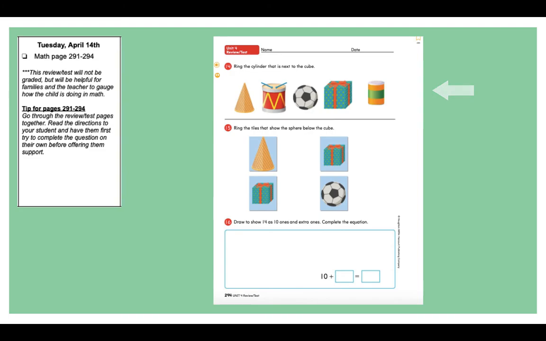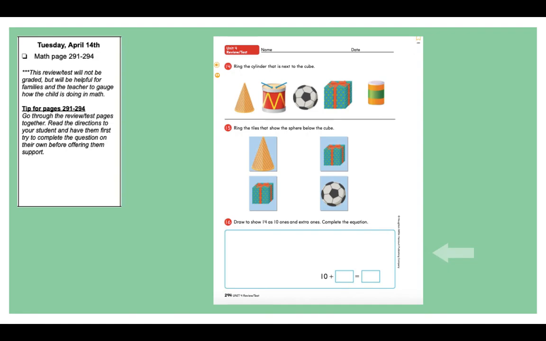All right, let's go on to the next one. Now it says ring the tile that shows the sphere below the cube. So first let's look at the cubes. There's two cubes on there. Which one has a sphere below the cube? Circle the one that has the sphere below the cube. You can circle both the sphere and the cube.